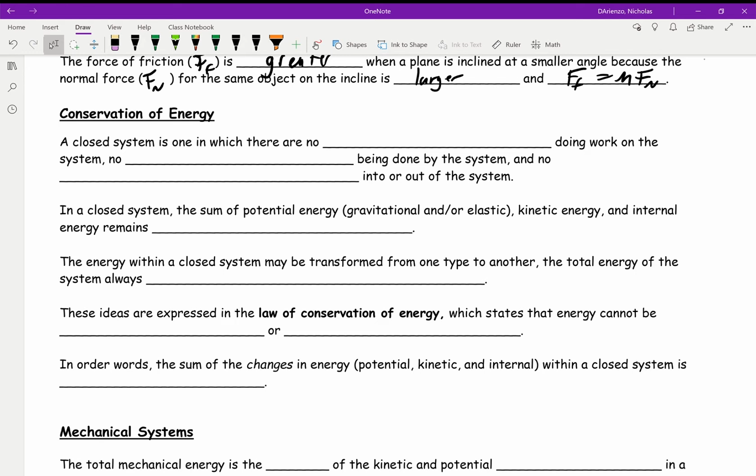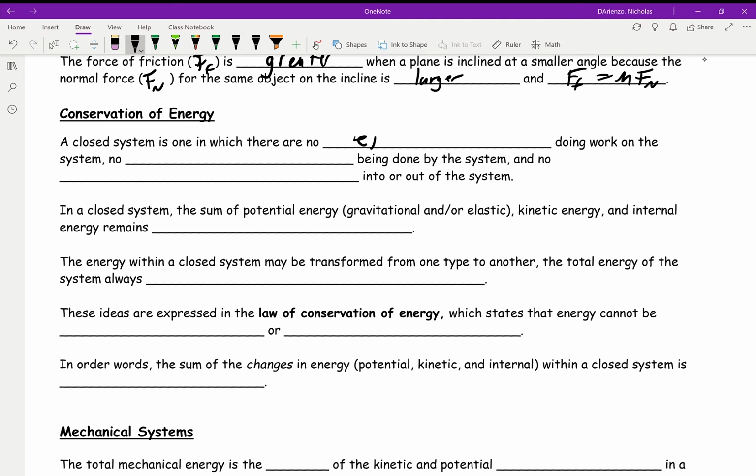Now, conservation of energy. There is a law of conservation of energy that we learned about in chemistry, and we'll rehash that here. We have to look at this as a closed system. When we talk about conservation of energy, we have to look at it as a closed system where no energy is coming in, no energy is going out, which again is kind of a perfect world hypothetical scenario.